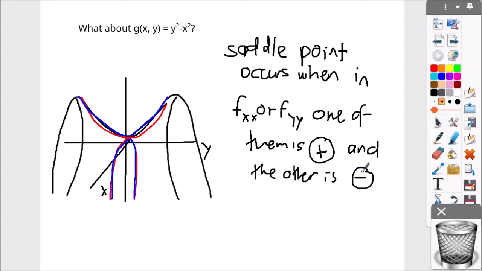Now, if they are both positive or both negative, then we have relative extrema, which means we have a relative minimum or relative maximum. If they are not, then we have a saddle point. This is what a saddle point is called. It's an upward facing parabola in one direction and a downward facing parabola in the other direction.